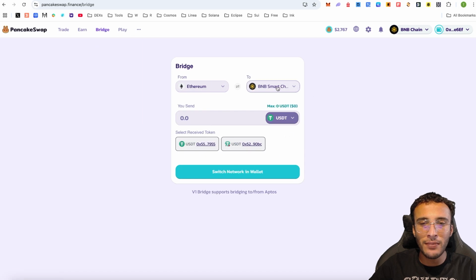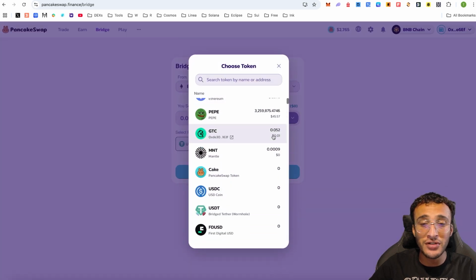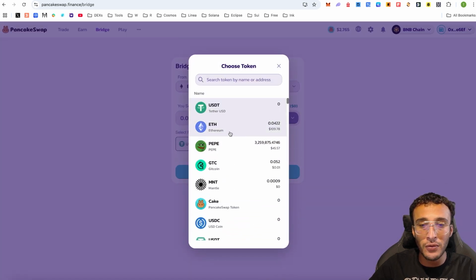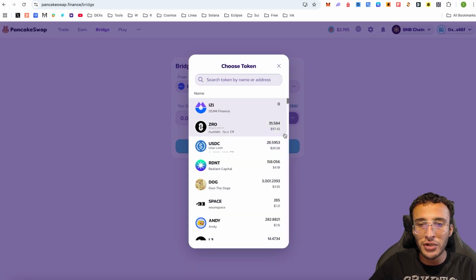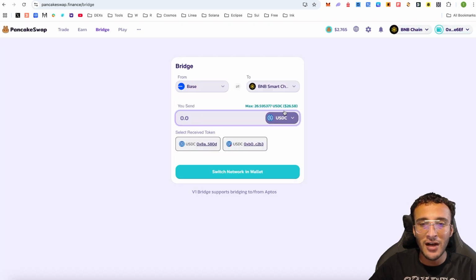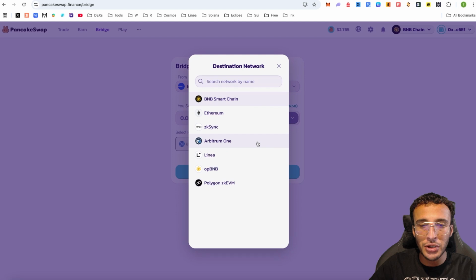Here guys, you very simply want to choose any of the compatible tokens. There are many to choose from, which is beautiful, and therefore you can bridge over any token from any of the compatible networks. Let's just say we chose the base network. What I'm going to do is I'm going to choose any of the compatible tokens. It could very simply be USDC. I'm now going to bridge over to a network of my choice. Let's just say this time it was the Arbitrum network.